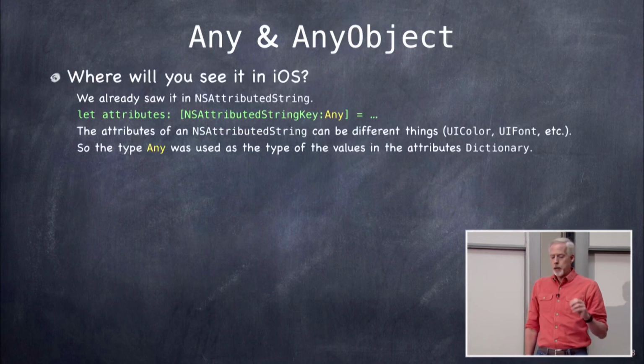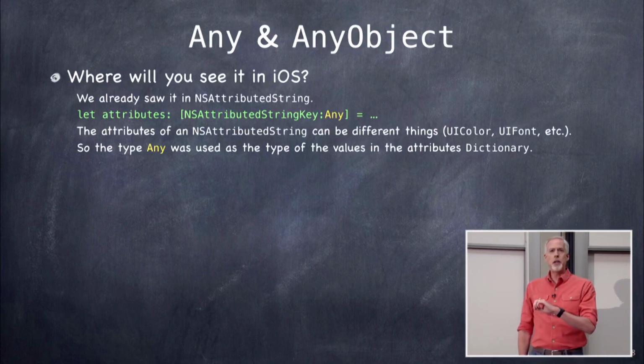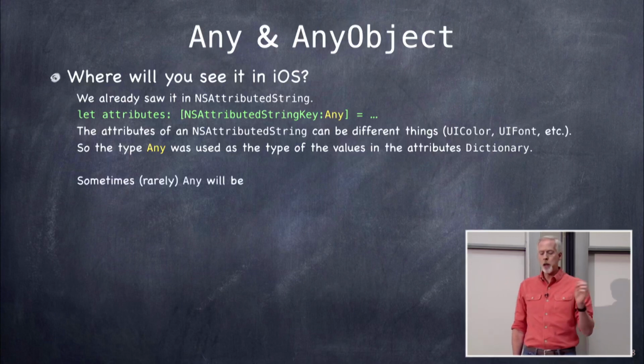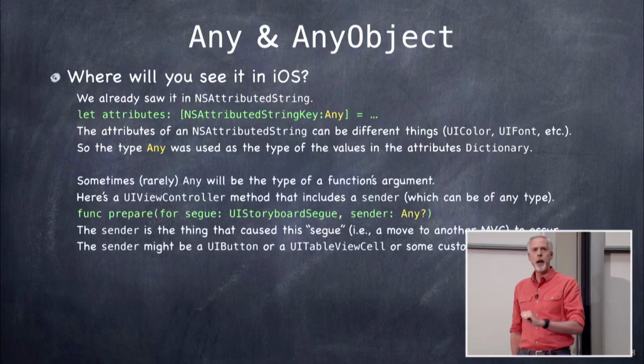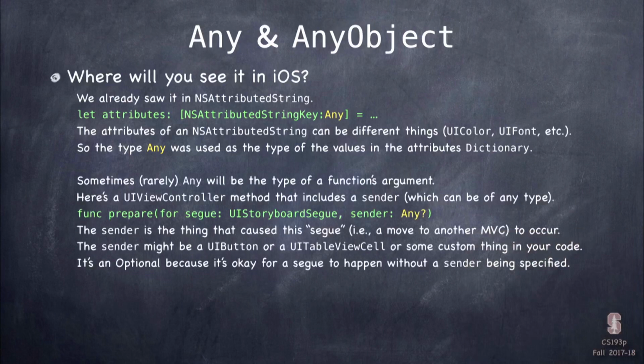Okay? Now, let's talk about where you're going to see it. You already saw it in NS attributed string case, right? Where we have that dictionary. Another place you'll see it is arguments to methods. Okay, so here's a method called prepare for segue. It's a UIViewController method, right? You know what a UIViewController is. We made one for concentration.